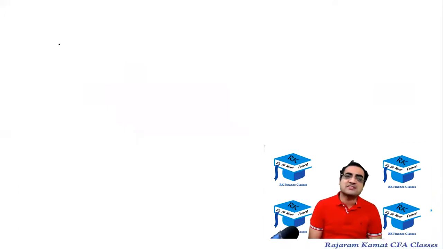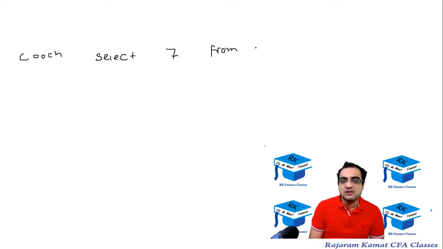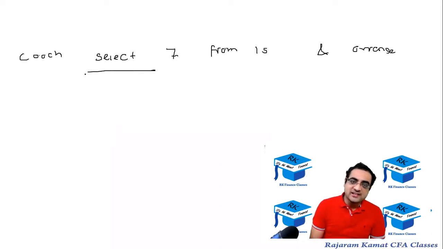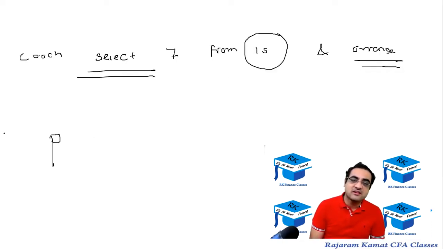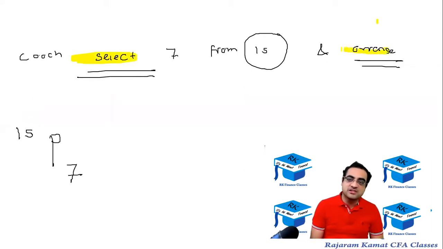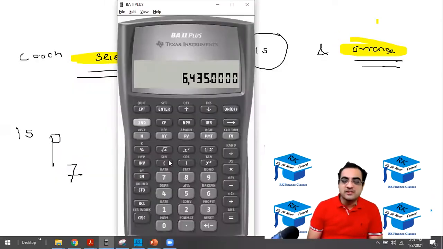And last, suppose as a coach, you have not only authority to select 7 players from 15 players, but also you have authority to arrange them. So you can select also and you can arrange also. So this time you have to use permutation. Okay, so from 15, choose 7 as well as arrange them. That is called permutation. So 15P7, because you not only have permission to select, but you also have permission to arrange. Okay, so that's permutation. So how to do that?